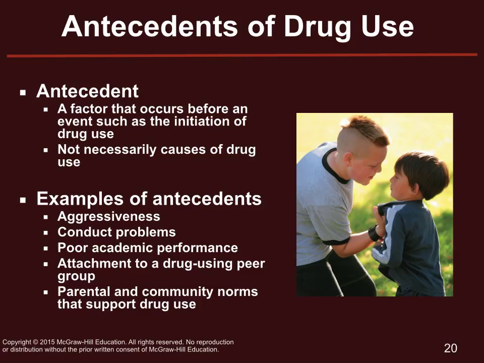This includes aggressiveness, conduct problems, poor school performance, attachment to a drug-using peer group, and then also parental and community norms that support the use of drugs. So when we start to think about why aggressive kids might be more likely to become drug users, we think that these are signs of other personality factors or influences. Maybe an indicator of your future peer group, because we know that peer group has a strong role to play, and perhaps a stronger desire to alter reality.